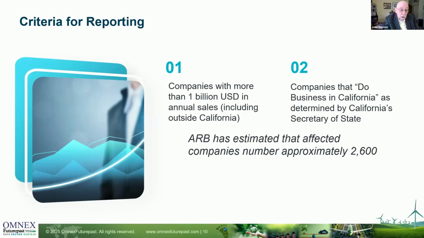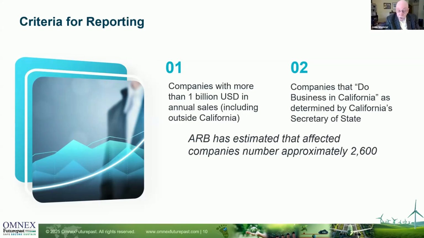So who reports? Companies with more than $1 billion in sales. And this is not limited to California. It is worldwide sales of any company that is established or incorporated in the United States. They also have to meet the test of doing business in California.